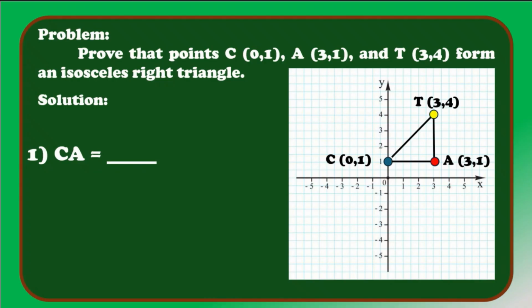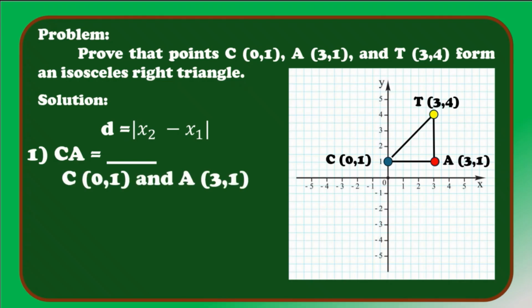To obtain side CA, we're going to use the horizontal distance formula, and that is the absolute value of x sub 2 minus x sub 1, because if we observe point C and point A, they are horizontal points. Let's set the givens. C is located at (0, 1), and A is located at (3, 1). We're just going to focus on 0 and 3, where 0 came from point C and 3 came from point A, where 3 is your x sub 2 and 0 is your x sub 1.